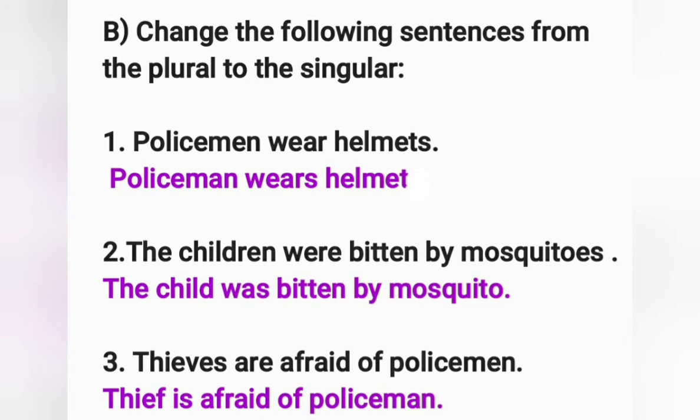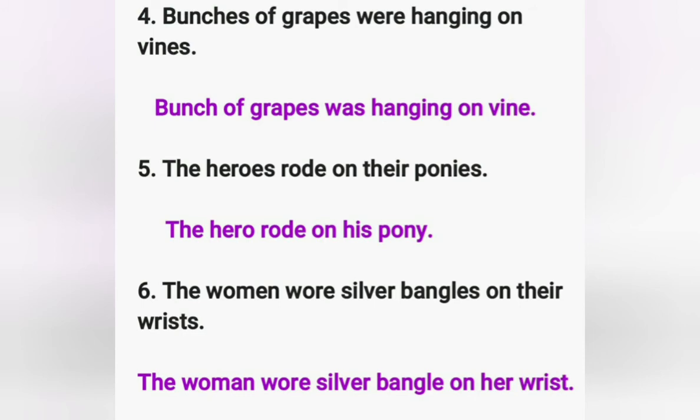Next, thieves are afraid of policemen. Thieves convert into thief, are convert into is, and policemen convert into policeman. So the answer is, thief is afraid of policeman. Next, bunches of grapes were hanging on vines. Bunches of grapes convert into bunch of grapes, were convert into was, vines convert into vine. So the singular of this sentence is, bunch of grapes was hanging on vine.